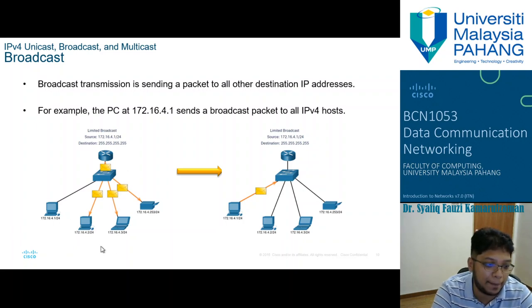So they just send all the data to all these PCs, all these hosts, all these end devices. When they send it to all of these devices, this is what we call a broadcast. When you send to all the PCs inside a network, the only PC that doesn't receive the information is the sender. Any other device within the network will get the data sent by the sender PC.